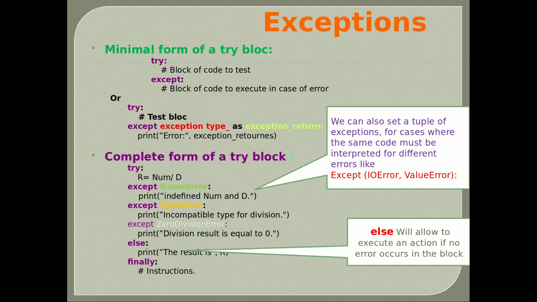Therefore, we can have several except statements, considering different errors that can happen, and include a finally clause. Else will allow us to execute an action if no error occurs in the block. Finally will be run whether the try or the except gives a result or not.